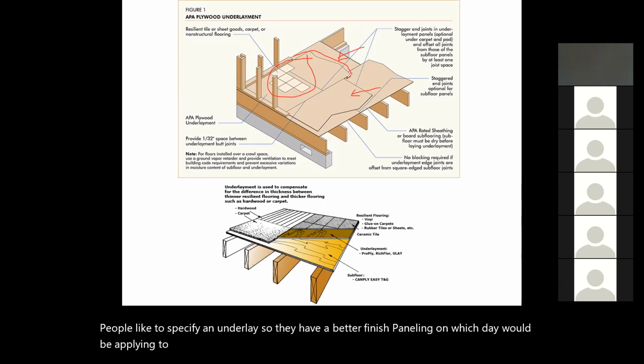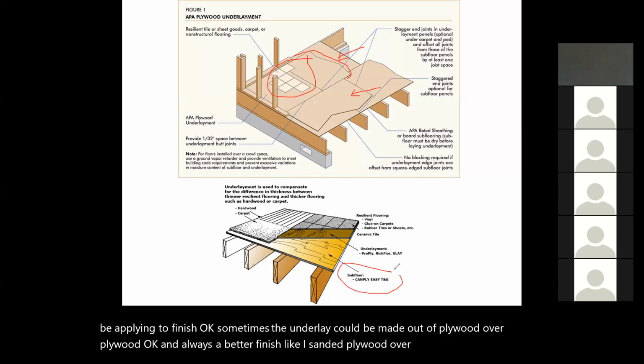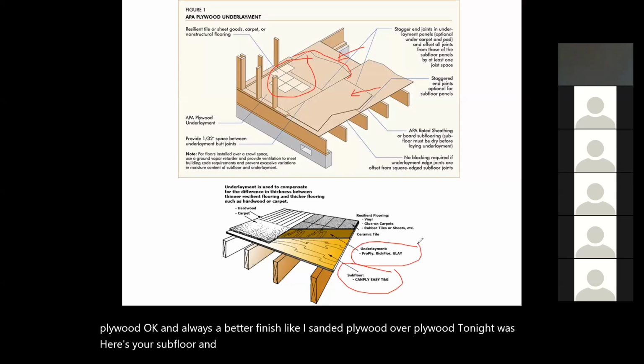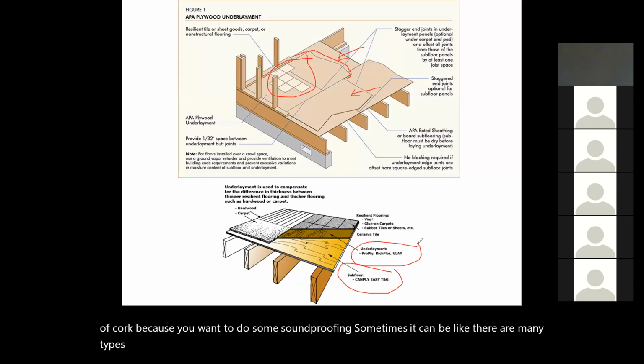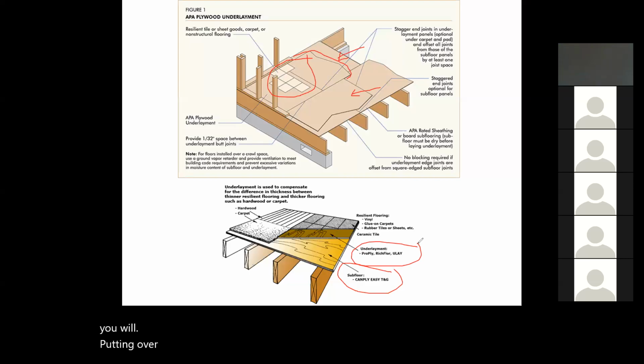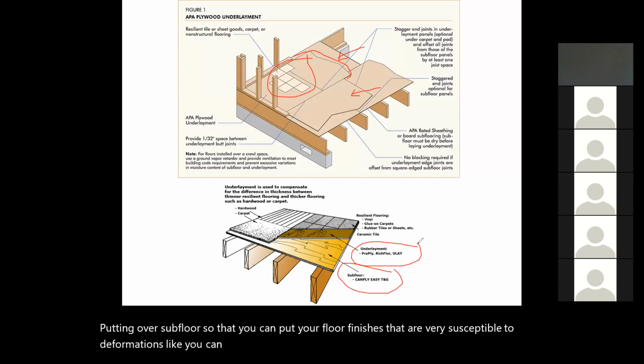Sometimes the underlay could be made out of plywood over plywood. In other words, a better finished plywood, like a sanded plywood over plywood. So here's your subfloor, and this is a plywood underlay. Sometimes the underlay can be a sheet of cork because you want to do some soundproofing. There are many types of underlays, it's not just wood. But the underlay is a nice finished panel that you will be putting over your subfloor so that you can put your floor finishes that are very susceptible to deformations. Like you can have vinyl floors that are very, very sensitive to how deformed the subfloor is. And of course, carpets and so on.